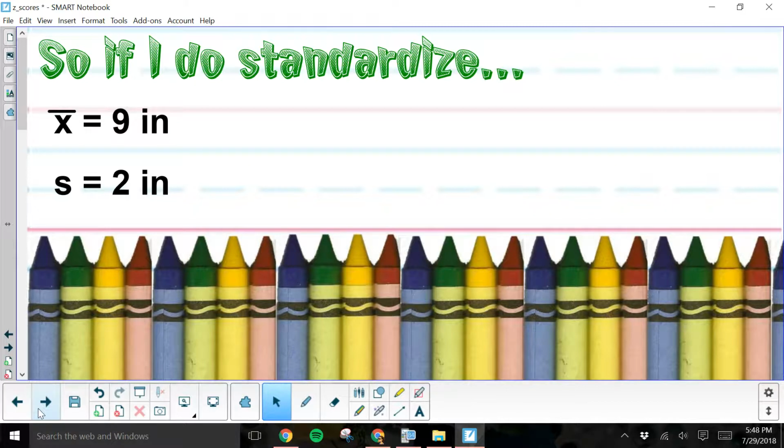All right, so one thing I do want to point out when we do standardize, let's say I measured some snowfall, because we're still dealing in snow, and I found, wow, I found 12 inches of snow.